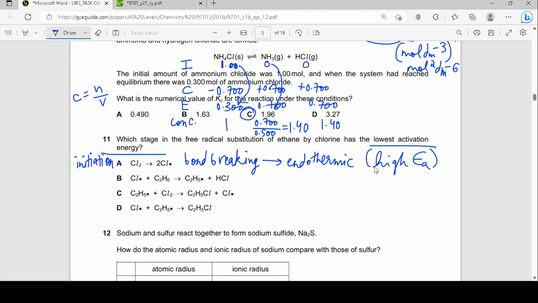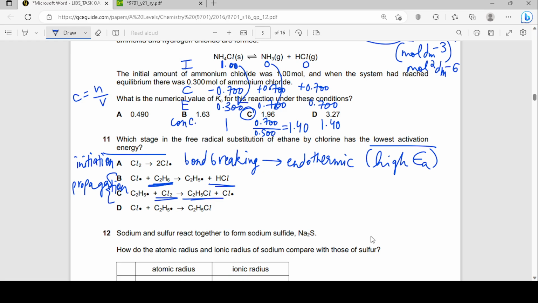That's why I would assume that it has a high activation energy. And you do know that when we're doing free radical substitution of ethane by chlorine, we need UV light for that, like sunlight. So basically, the initiation step requires a high activation energy. I would assume that's why we use UV light. And then these two, Cl radical plus C2H6 gives C2H5 radical plus HCl, and C2H5 radical plus Cl2 gives C2H5Cl plus Cl radical. So these are propagation steps. There is bond breaking happening as well as bond formation.